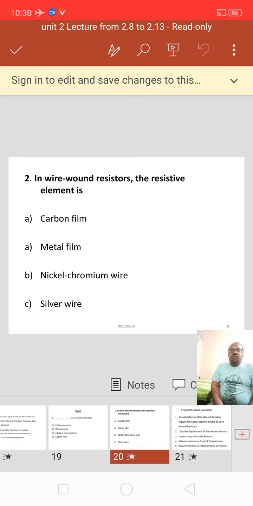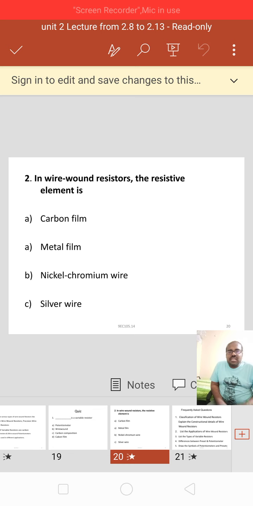Next one, in wire wound resistors the resistive element is: first one carbon film, second metal film, third nickel chromium wire, C silver wire. Here it has given four choices for the question. The question is, in wire wound resistors the resistive element is A carbon film resistor, B metal film, nickel chromium wire, silver wire.